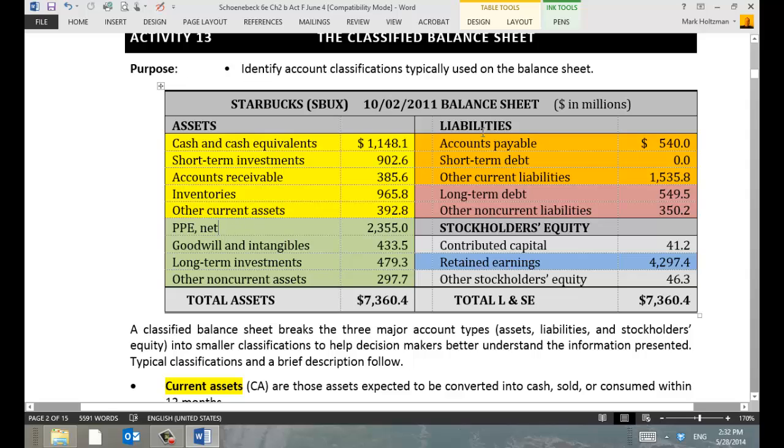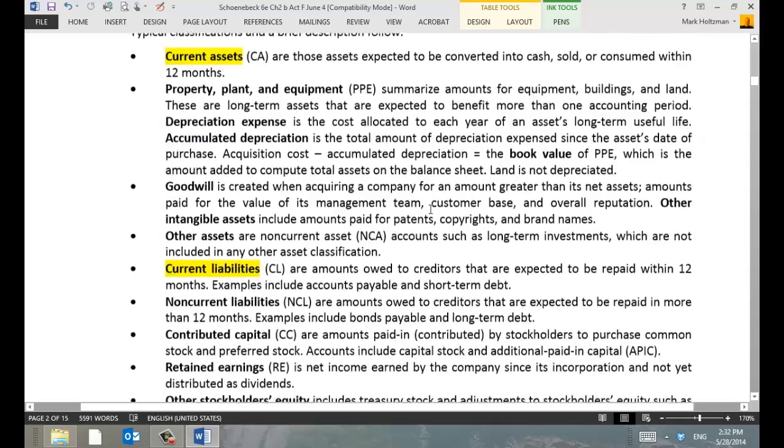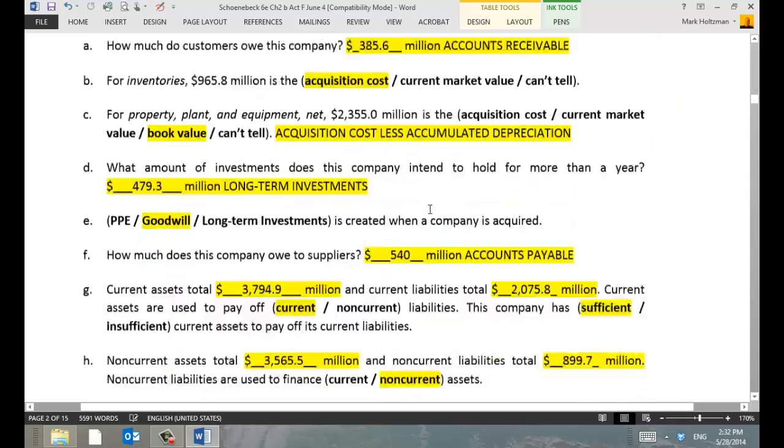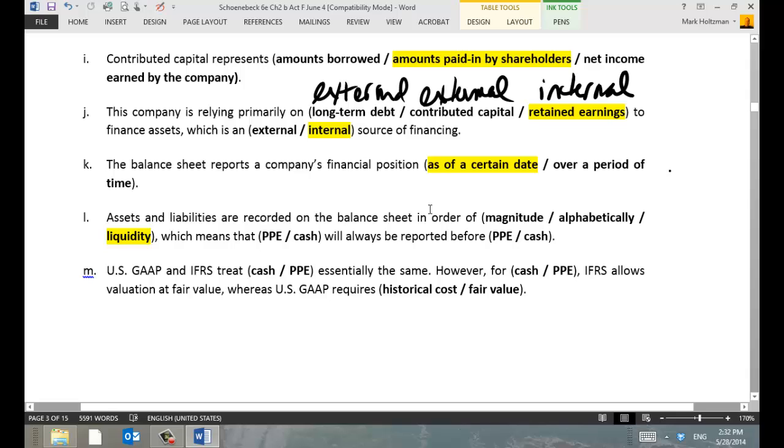Now, the liabilities are the same way. Accounts payable are the liabilities that we have to pay earliest, and long-term debt and other are the things that we have the most time to pay. US GAAP and IFRS, which means that cash will always be reported before PP&E.